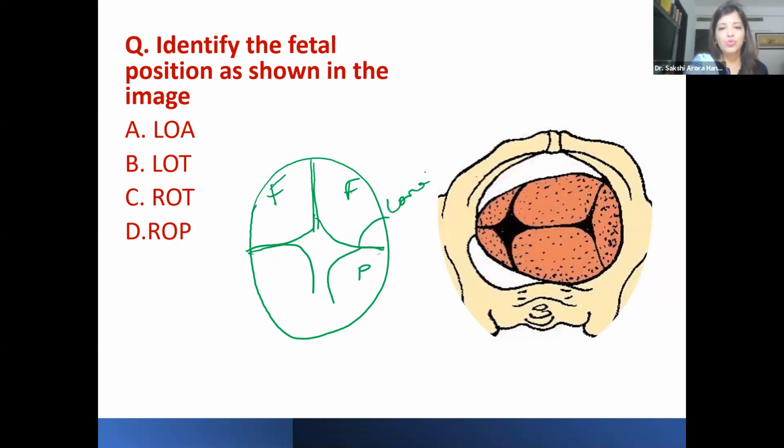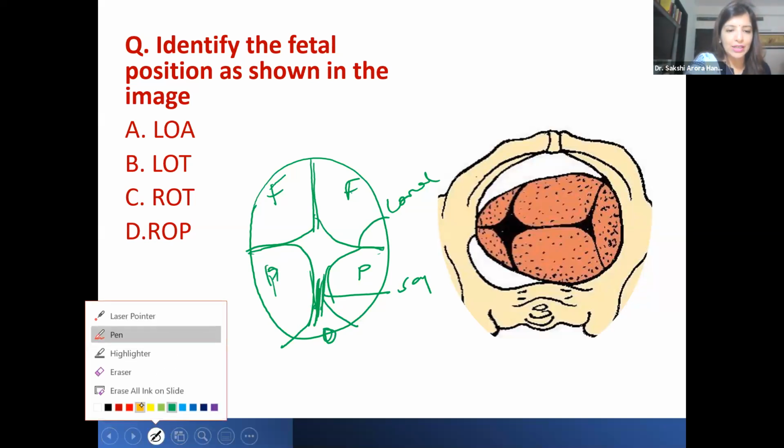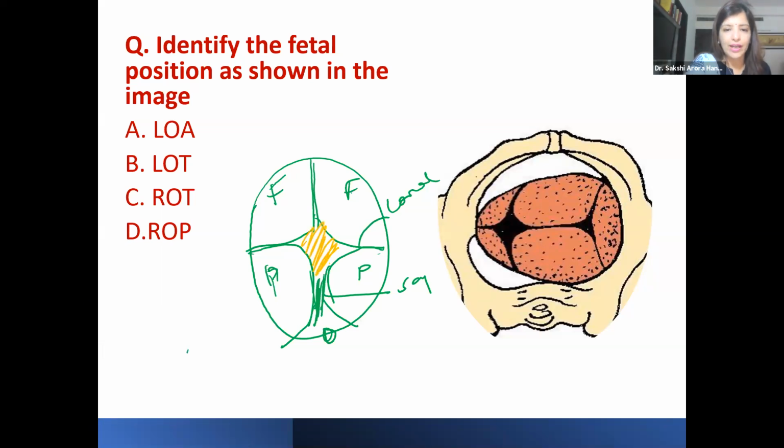This is the coronal suture. Then you have the sagittal suture. And you have the occipital bone, right? Now, this gap between suture lines is what is the fontanelle. So this fontanelle over here, which is a diamond-shaped fontanelle, is the anterior fontanelle. And this fontanelle over here, which is a triangular fontanelle, is the posterior fontanelle. This is the coronal suture, this is the sagittal suture, this is the lambdoid suture, right?